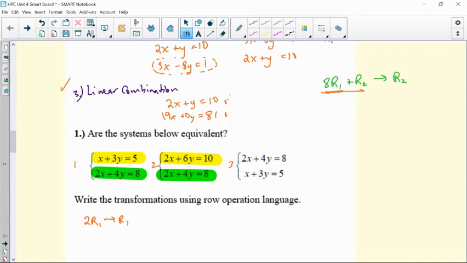Now, look from row 1 over here to row 3. What's the difference? The rows are just swapped, right? So those are equivalent because row 1 was swapped with row 2. So yes, they are equivalent. And this would be the transformation you'd use, that you could represent using row operation language.